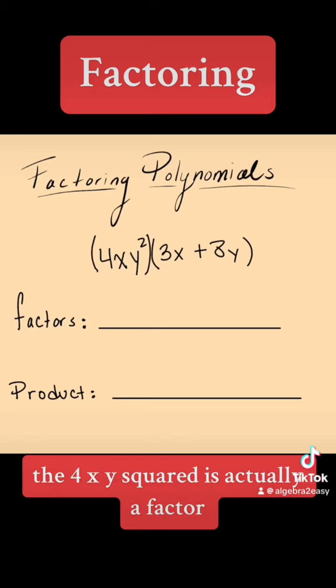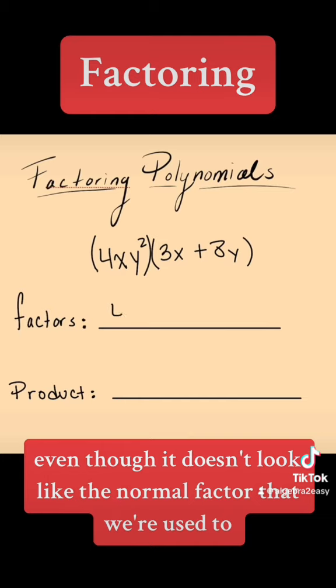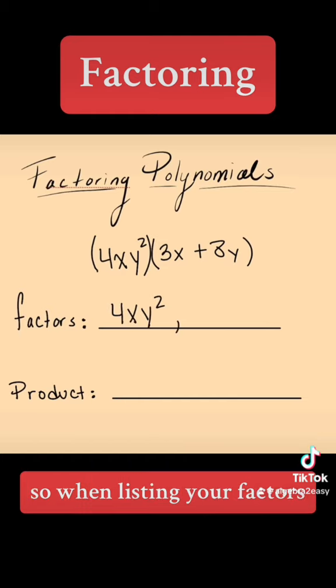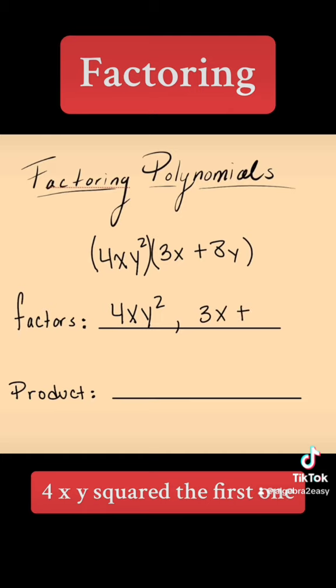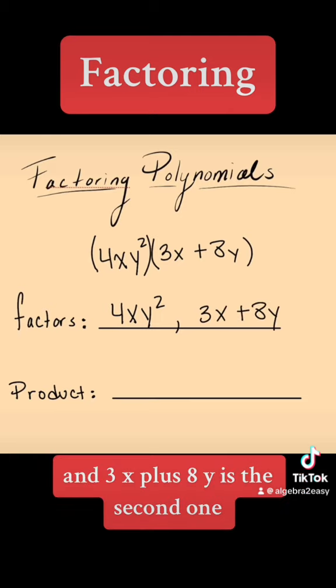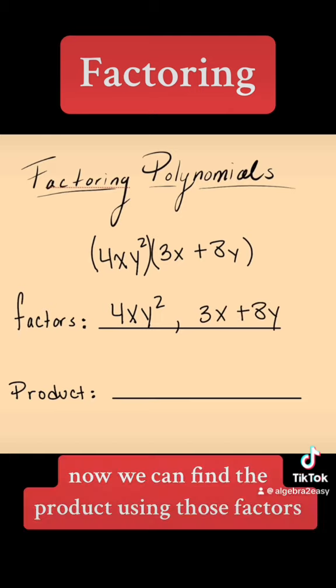The 4xy squared is actually a factor, even though it doesn't look like the normal factor that we're used to. So when listing your factors, 4xy squared is the first one, and 3x plus 8y is the second one. Now we can find the product using those factors.